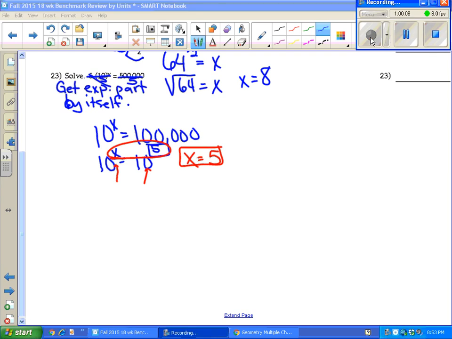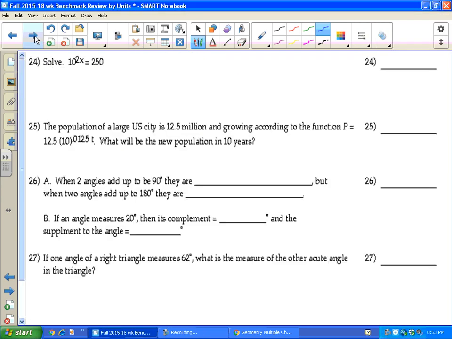All right, let's continue. Solve. This time I'm solving for 2x, so my exponent part's by itself, but I can't get base 10. So I'm going to have to employ the last strategy. The third strategy that we learned said take the log of both sides. So I'm going to squeeze the word log in front of the 10, and squeeze the word log in front of 250. I get log of 10 to the 2x is equal to log of 250.